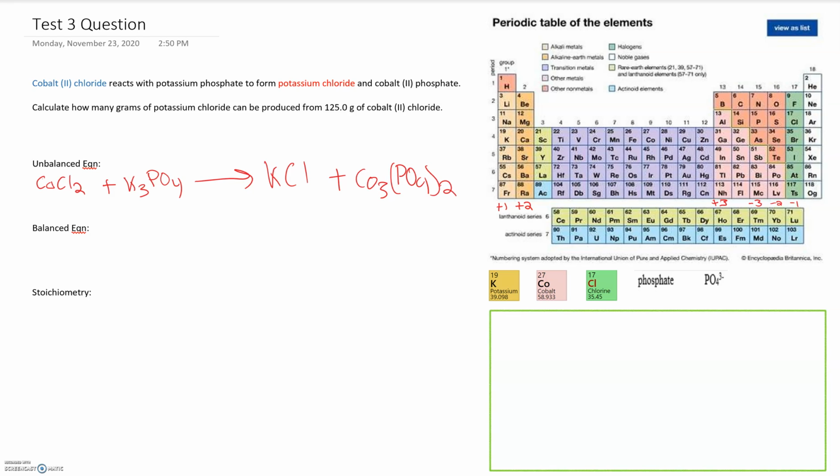Next, we'll write the balanced equation. To start, we'll write our unbalanced equation. So we have cobalt-2 chloride reacting with potassium phosphate, forming potassium chloride and cobalt-2 phosphate.